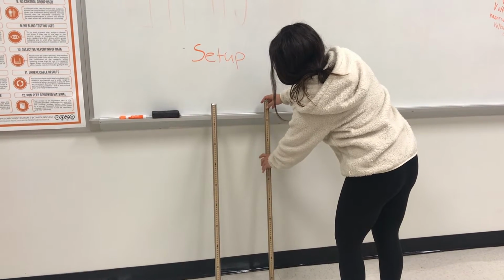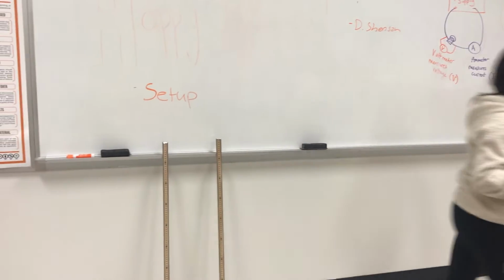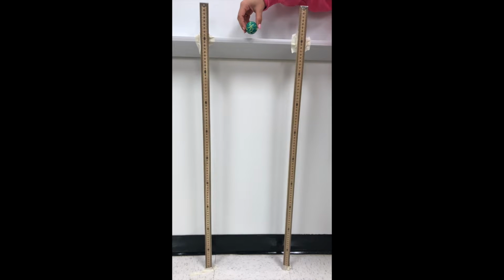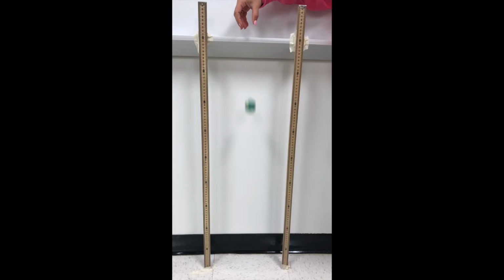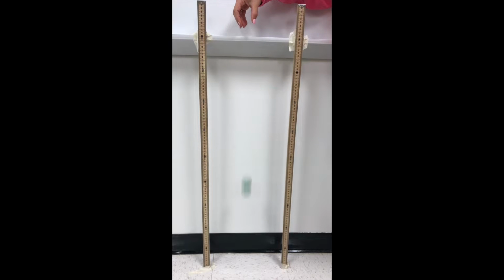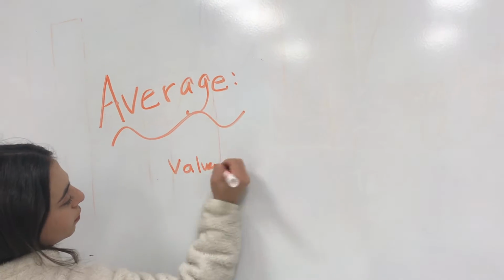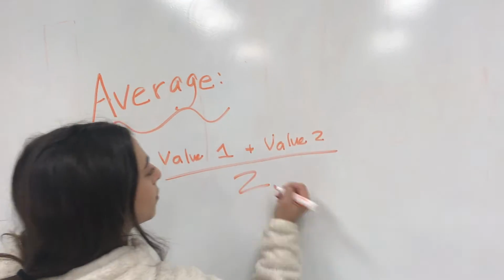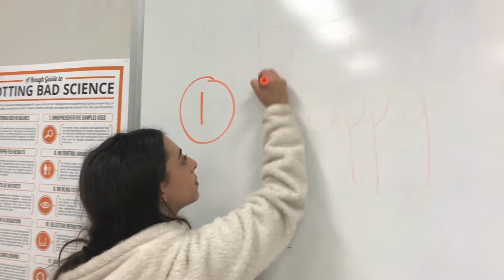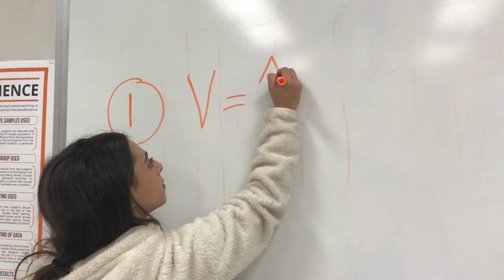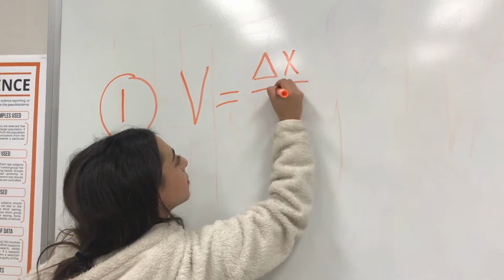In each trial, we will measure the time it takes for the ball to hit the ground from the designated drop height. We will also measure the time it takes for the ball to bounce back up to its peak height, as well as recording the peak itself. Using the calculated averages of these values, we will be able to calculate the downwards and upwards velocity of the ball using the equation velocity equals change in position over change in time.